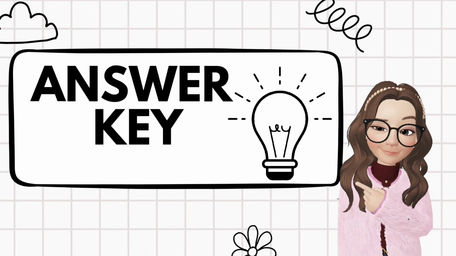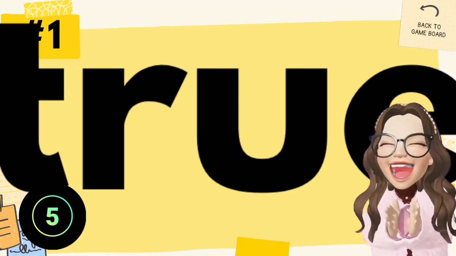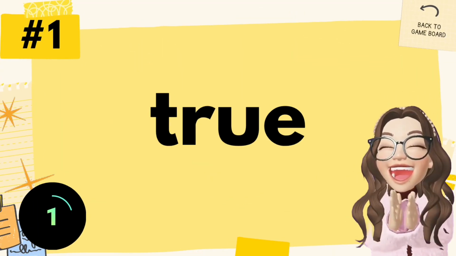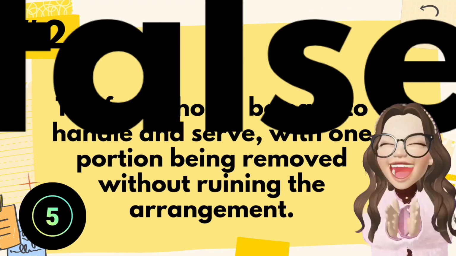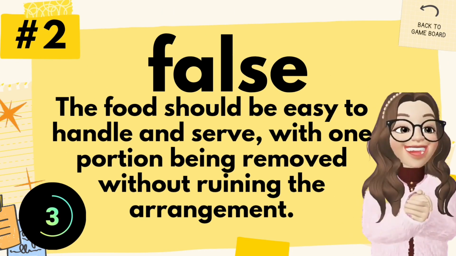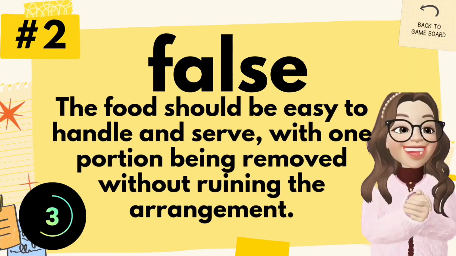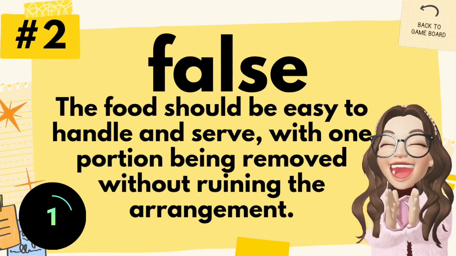Answer key. Answer number 1, true. Answer number 2, false. The food should be easy to handle and serve, with one portion being removed without ruining the arrangement.